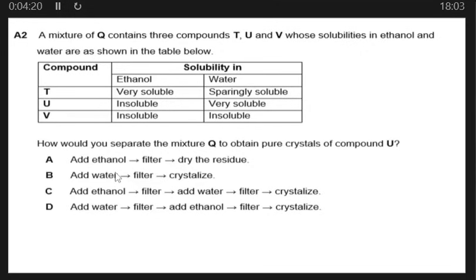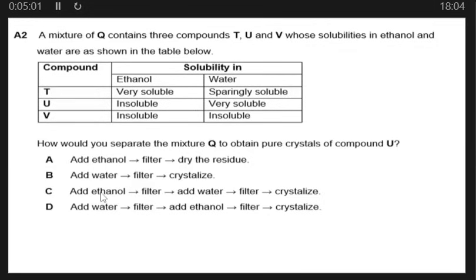B says, add water. So you add water. Then what will happen? T will dissolve as well in water because it is slightly soluble, and U will dissolve. Then V will not dissolve. So you have these two which will dissolve. Then you filter. So you have a solution containing T and U. Then it crystallizes. So it will not be a pure crystal of U because there will be U and T in this process. So let's go to C.